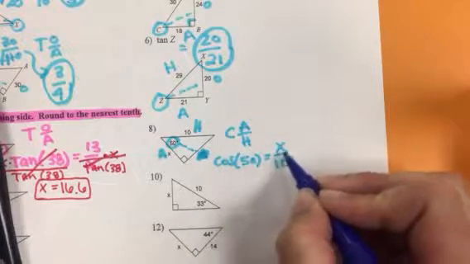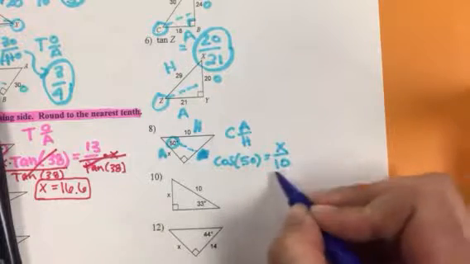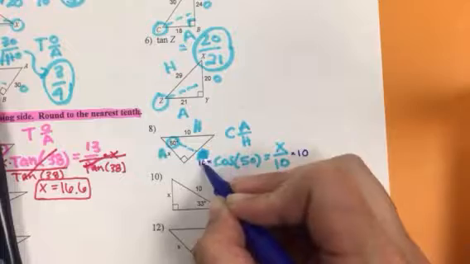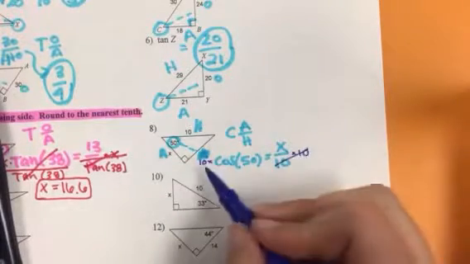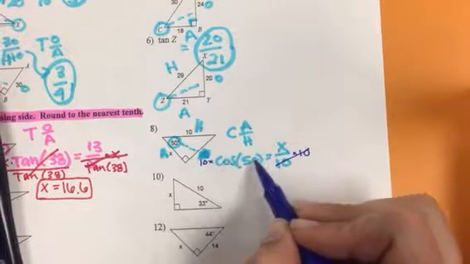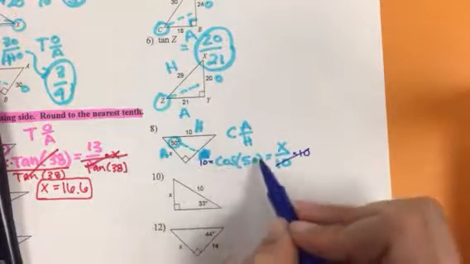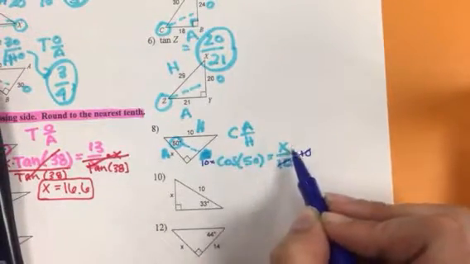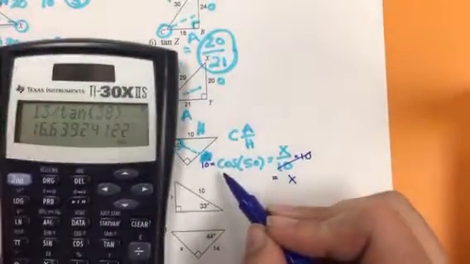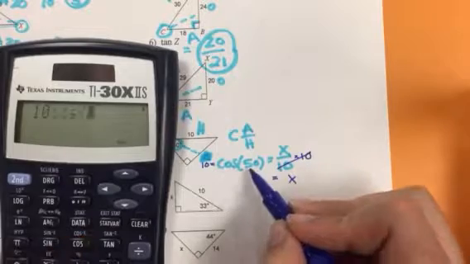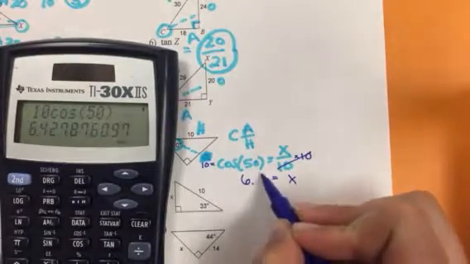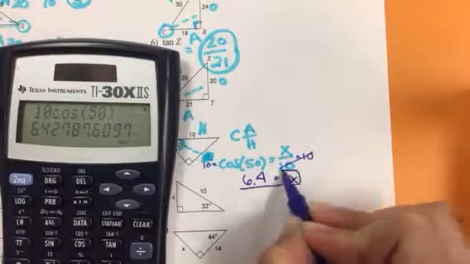We have x in our fraction, so we want to get rid of the denominator by multiplying by 10. That cancels out. Now, on this one, we have 10 times cosine of 50. We can enter this into our calculator because x is all by itself over here. So when I enter it in, I'll have 10 cosine of 50 equals 6.4.